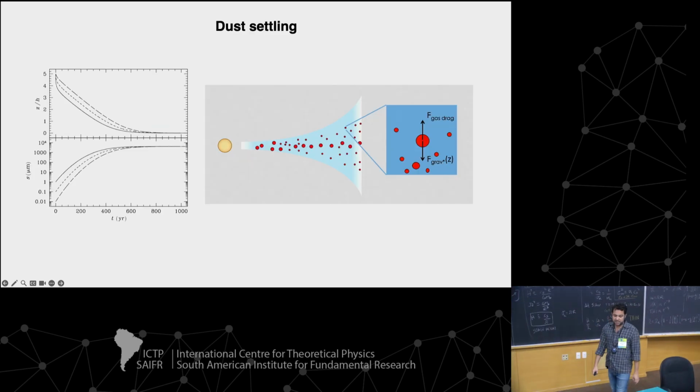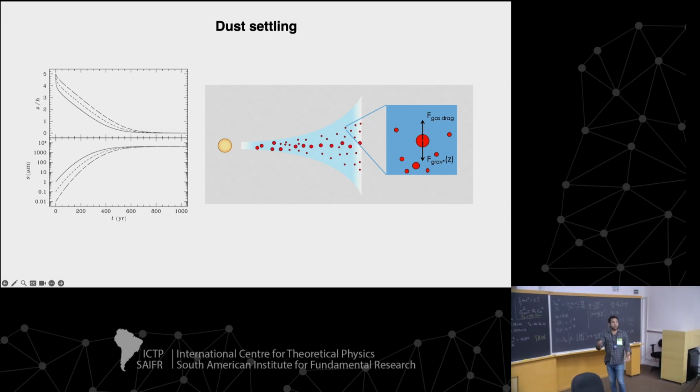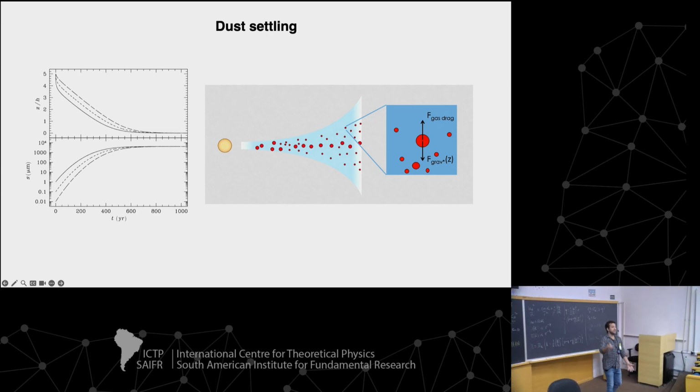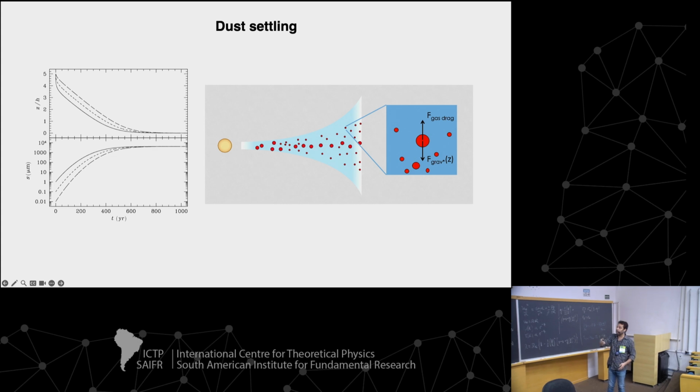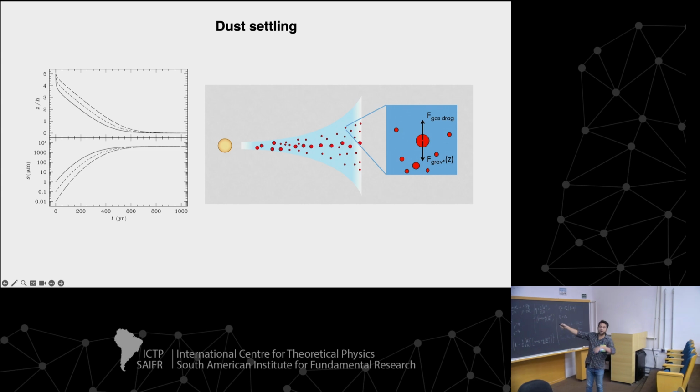The very first idea is dust settling by itself. As the dust grows, it starts to decouple from the gas. The gravity from the star will make the bigger dust grains settle, right? The smaller dust grains are always lofted in the atmosphere of the disk because they are in balance between the gravity from the star and the gas drag. But as the grains grow, they will settle.